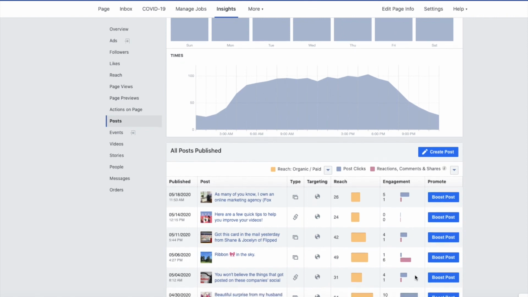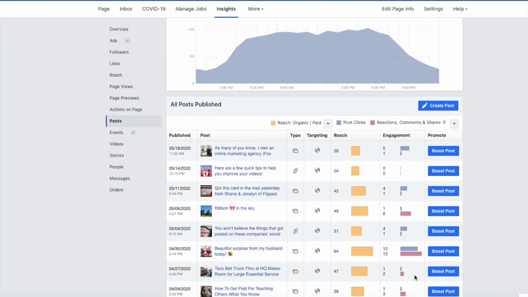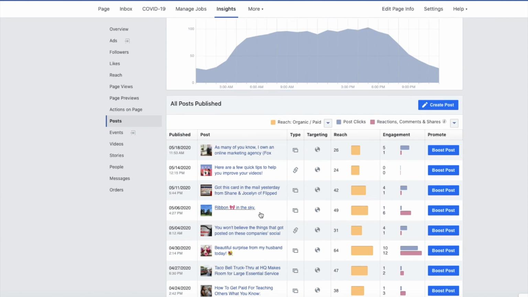I mean, you can see the ones that did best. And then another one that did decent was my ribbon in the sky, which you guys saw, we used it as an example. That was just a very heartfelt, nice gesture that somebody paid for and had skywriting done in all these different parts of Orange County. So yeah, those are the things that really do the best.